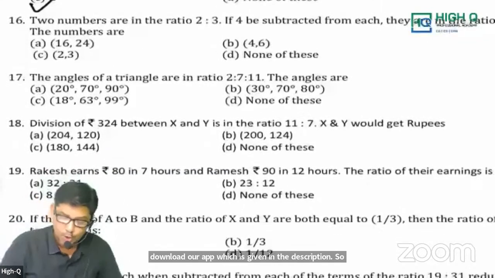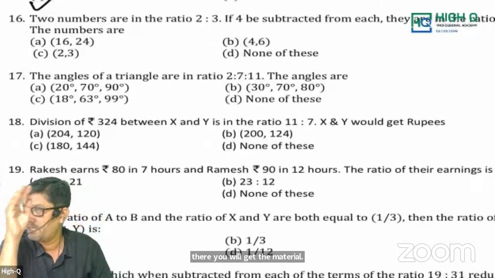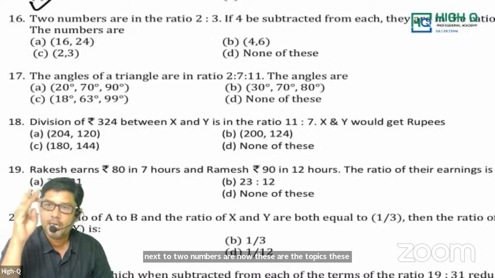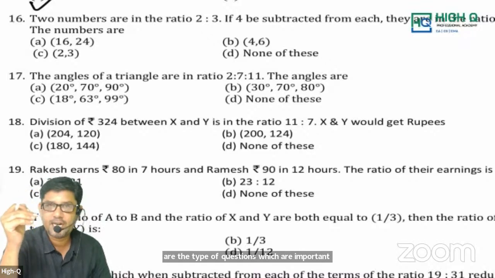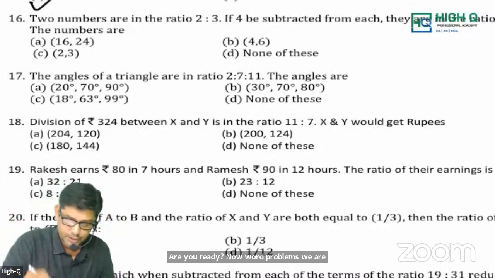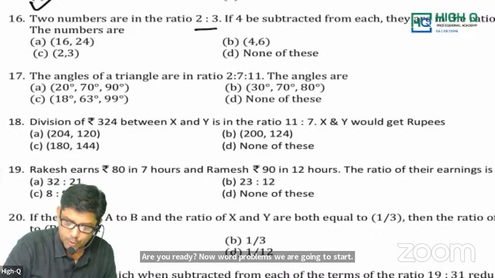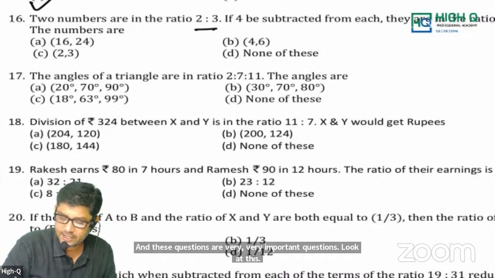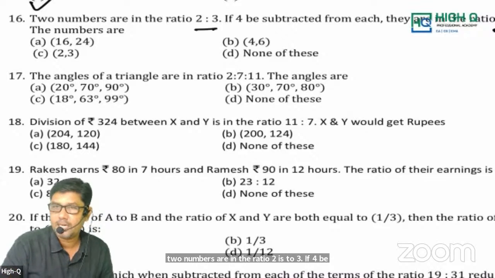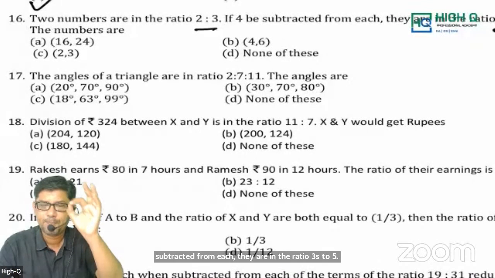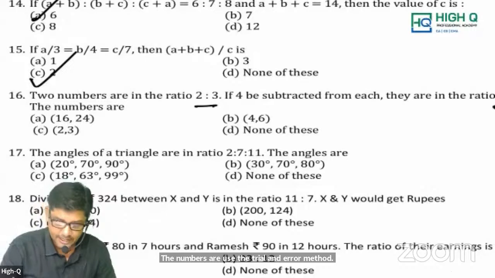Next, these are the type of questions which are important. Are you ready? Now we are going to start word problems, and these questions are very, very important. Look at this. 2 numbers are in the ratio 2 is to 3. If 4 is subtracted from each, they are in the ratio 3 is to 5. The numbers are? Use the trial and error method.